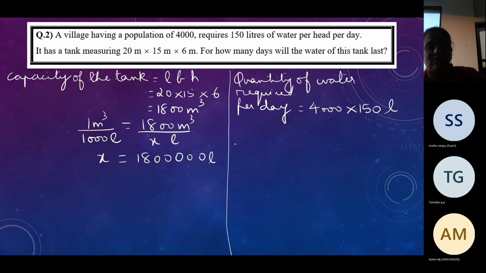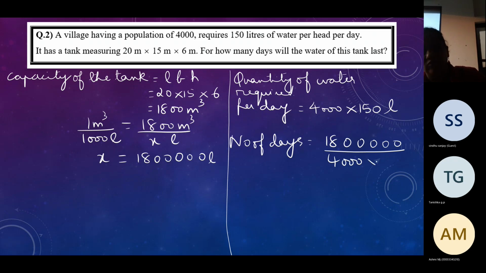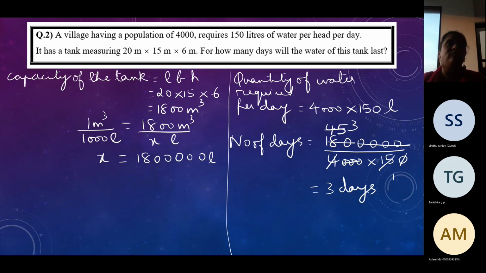So now, both are in liters. The number of days the water will last will be equal to 181234 divided by, you don't have to multiply this 4,000 and 150. Anyways, you're going to divide now, no? So you can just have it like that. So 3 zeros, 4 zeros, 4 zeros. Then 4 ones are 4, 4s are 16, and 4 5s are 15 ones are 15, 3s are. So 3 days. So you can have both the values in meter cube or both in liters. That's your choice. Take down this also.